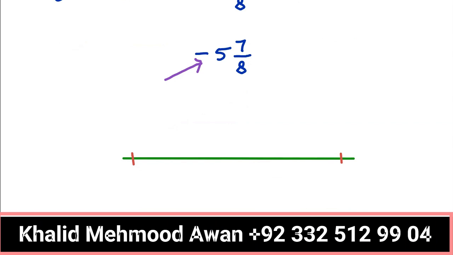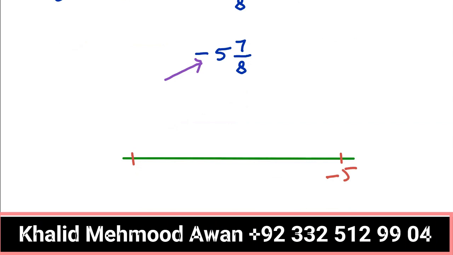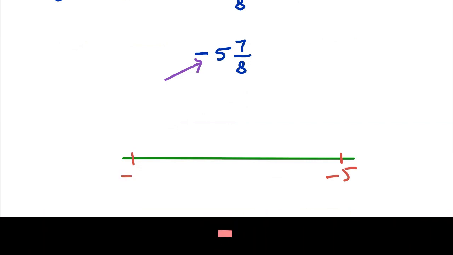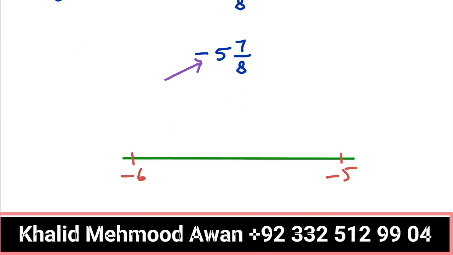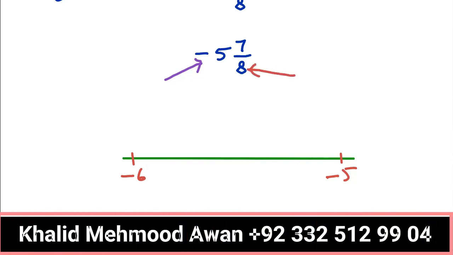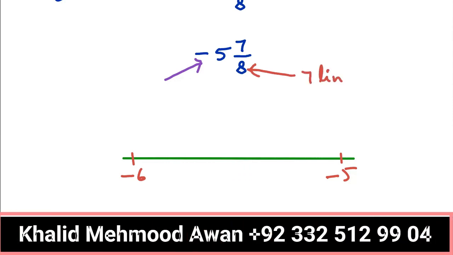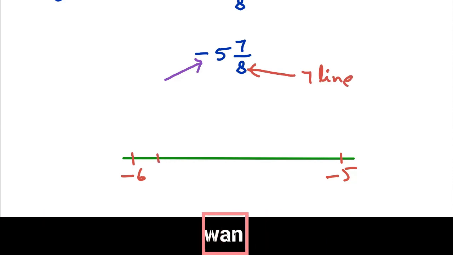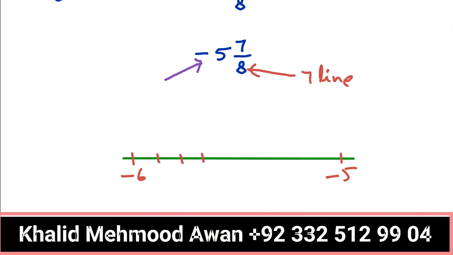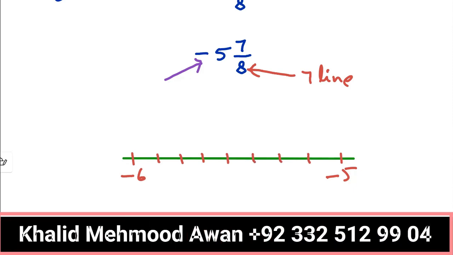So we'll be writing negative 5 here, and then we'll be moving towards the left, which is negative 6, the next integer. Then we'll be discussing the intervals, that is 8. 8 means we have to draw 7 lines between these two numbers, negative 5 to negative 6. So we are drawing 7 lines: 1, 2, 3, 4, 5, 6, and 7. So these are the 7 lines.